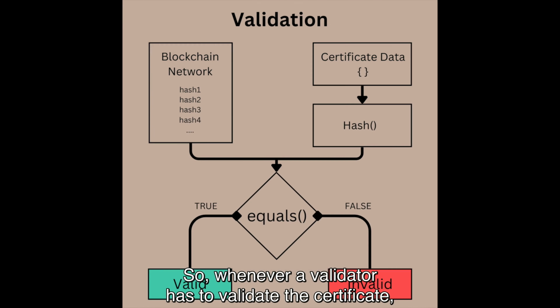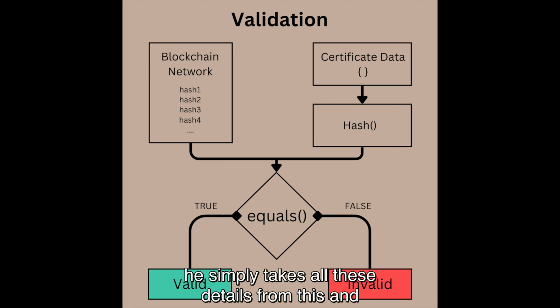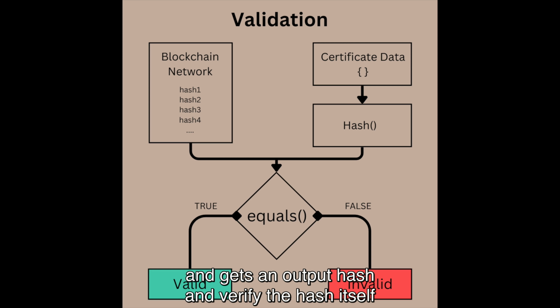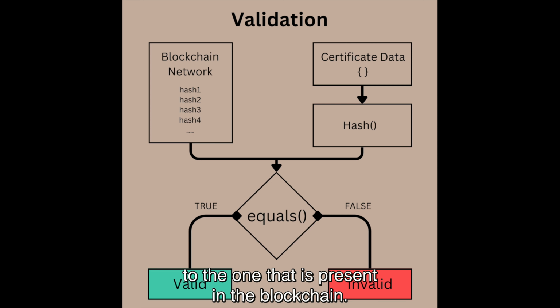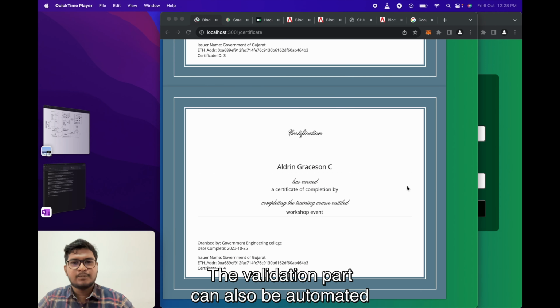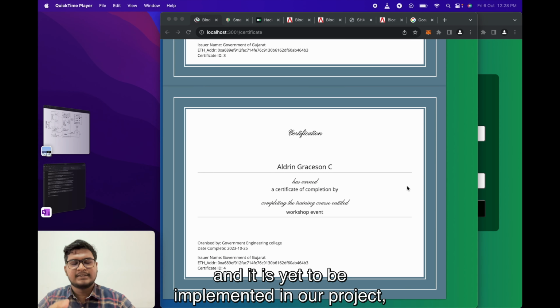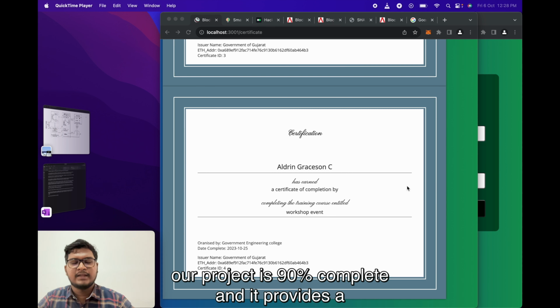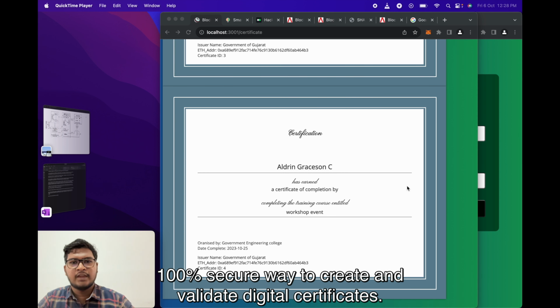So whenever a validator has to validate this certificate, he simply takes all these details and uses a one-way hashing algorithm like SHA-256 and gets an output hash, and verifies the hash against the one that is present in the blockchain. If both the hashes match, the certificate is valid. The validation part can also be automated, and it is yet to be implemented in our project. Our project is 90% complete, and it provides a 100% secure way to create and validate digital certificates.